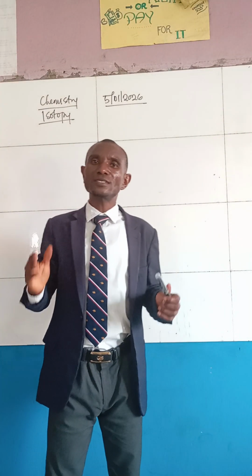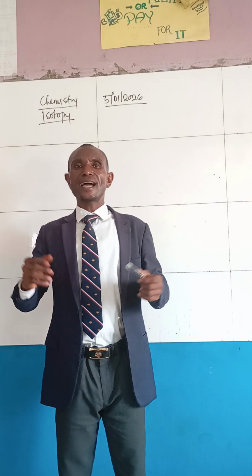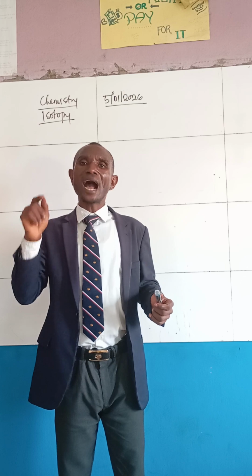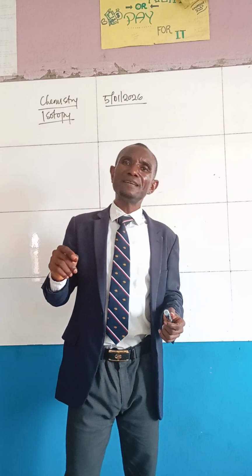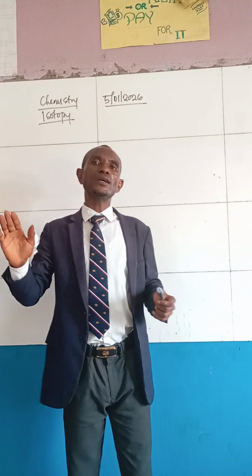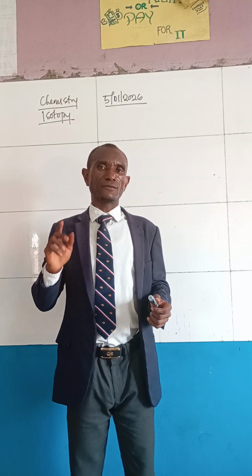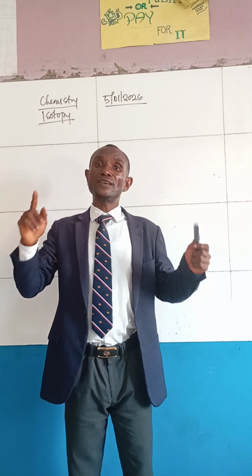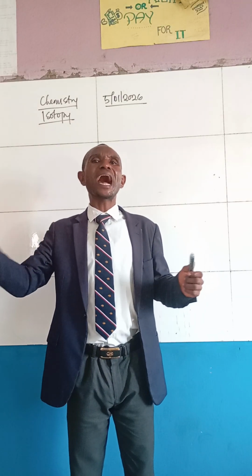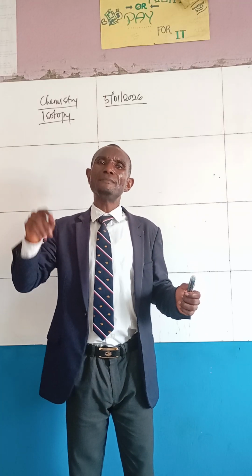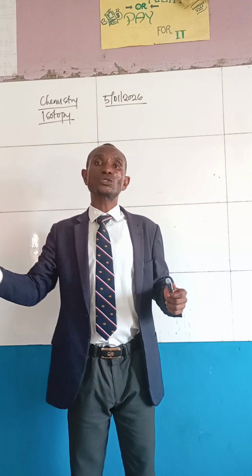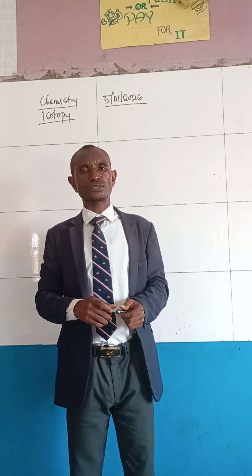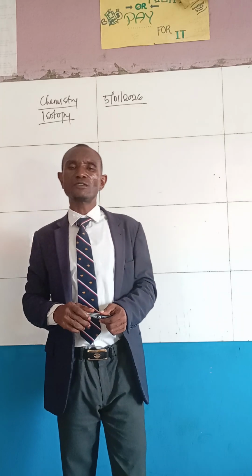The question is, what is isotopy? Isotopy is a phenomenon whereby two or more atoms have the same atomic number but different mass numbers. Full stop. That is what we call isotopy. Take it again: a phenomenon whereby two or more atoms have the same atomic number but different mass numbers. This is due to a difference in the number of neutrons.